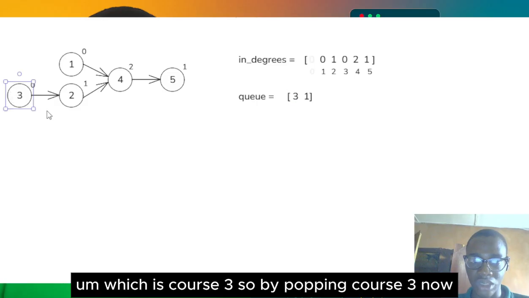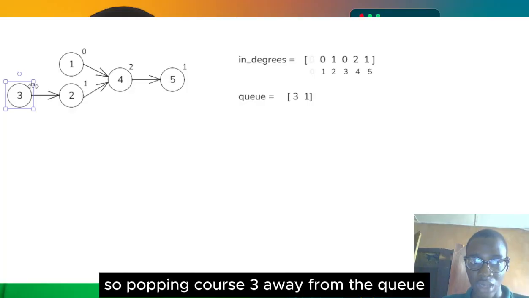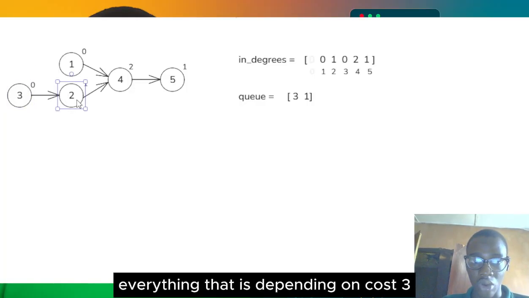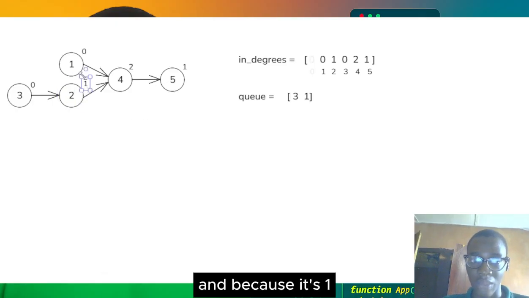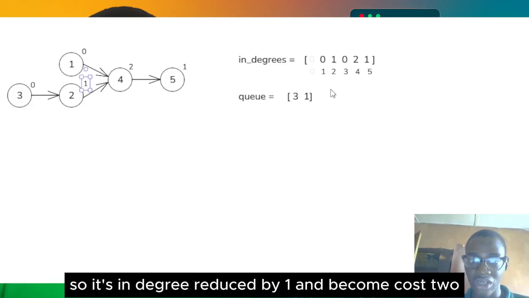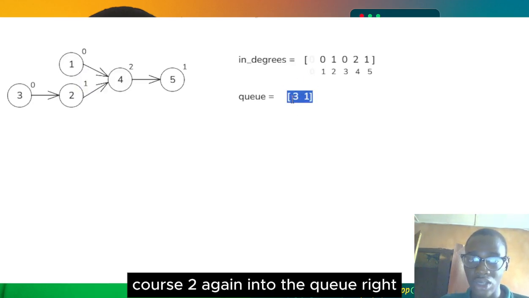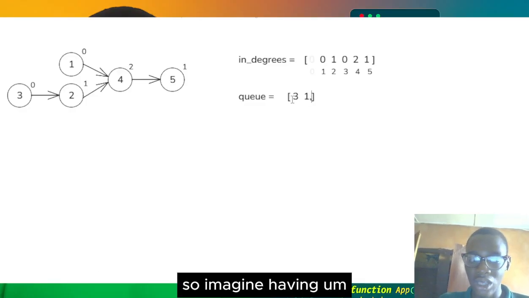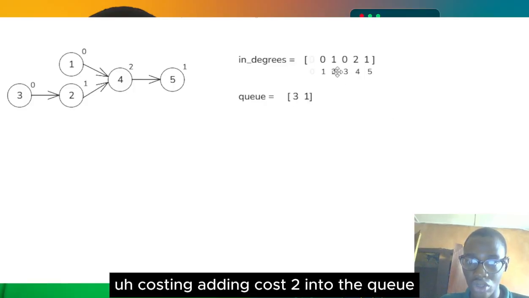By popping cos3, because it has an in degree of 0, we remove it from the queue, and everything that is depending on cos3, which is cos2 for instance, now has its in degree reduced by 1. So what we're gonna do is append cos2 into the queue. We just keep doing that again and again.